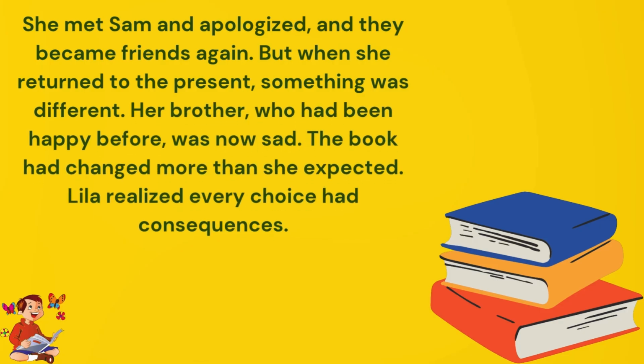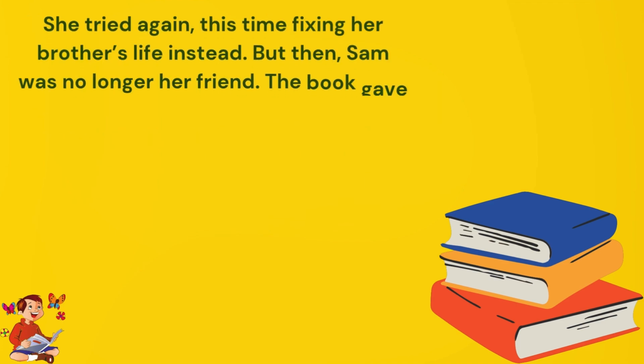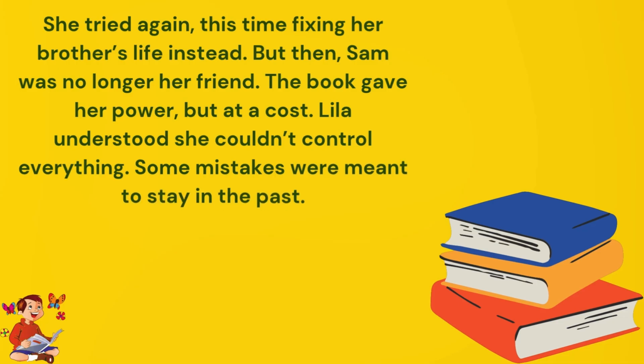But when she returned to the present, something was different. Her brother, who had been happy before, was now sad. The book had changed more than she expected. Lila realized every choice had consequences. She tried again, this time fixing her brother's life instead. But then, Sam was no longer her friend.